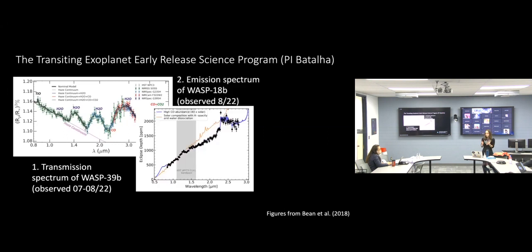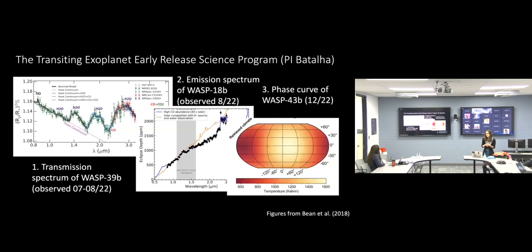The second part of this program was an emission spectrum of WASP-18b, which was also observed last August. The goals of this program were mostly to test out how well the instruments on JWST can do in the limit of observing the brightest things they can look at. So WASP-18, the star, is a very bright exoplanet host. So the idea here was to see how well the instrument works when looking at these really bright exoplanet host stars.